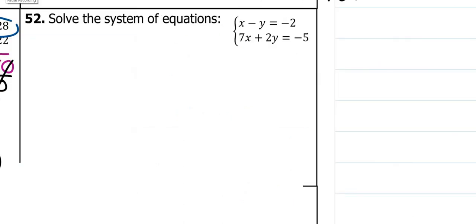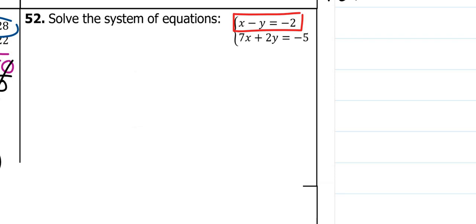Number 52. Solve the system of equations. So now we have another system of equations. Now this one's a little bit different because neither the x's nor the y's are perfectly set up to use the elimination method. So now I have to make a choice. Do I use graphing, do I use elimination, or do I use substitution? Since I have a variable without a coefficient for both x and y, substitution is going to be an easy method to use.